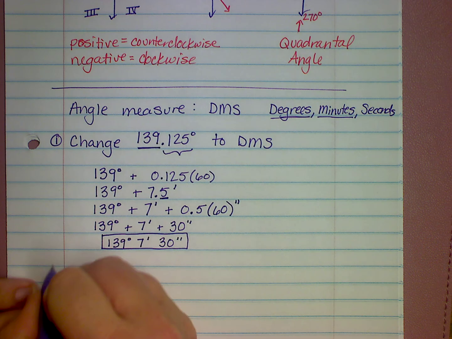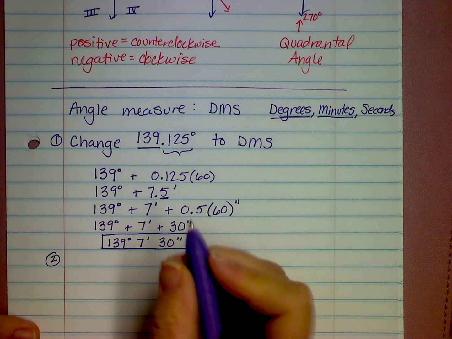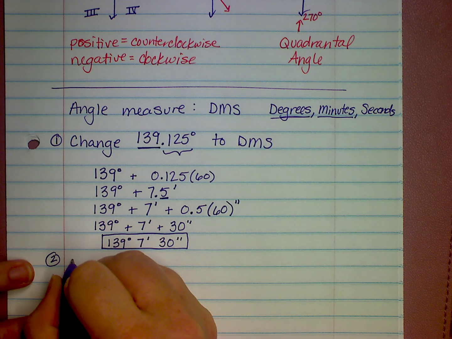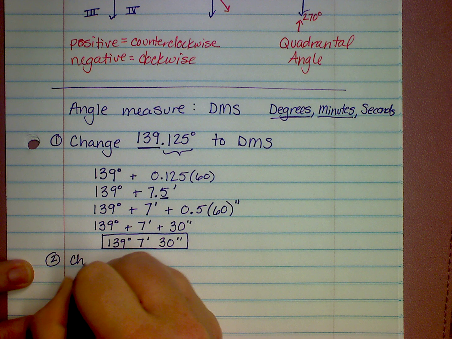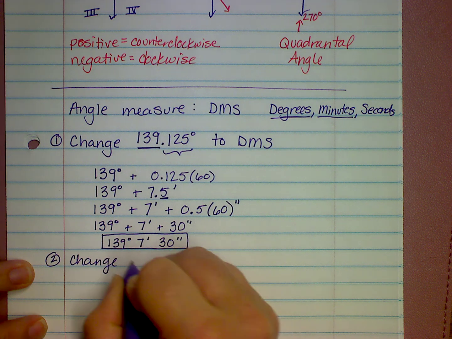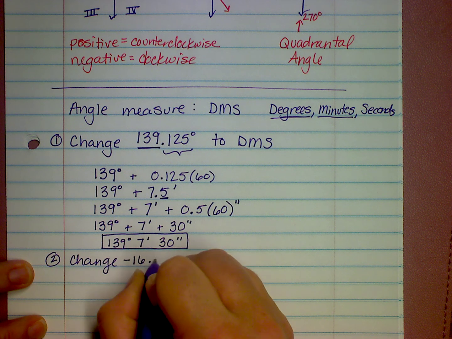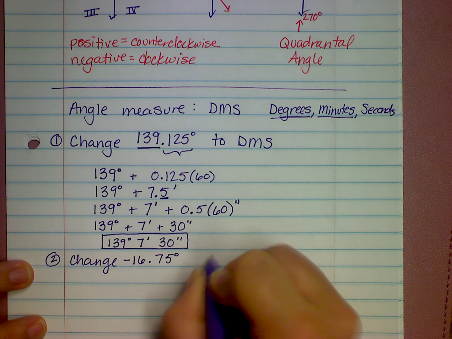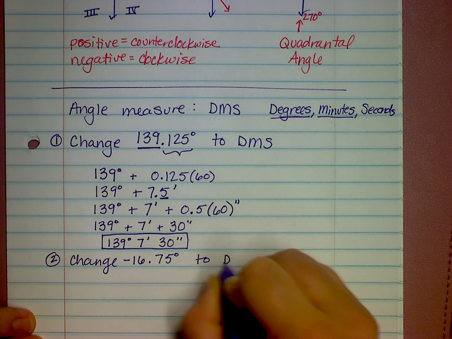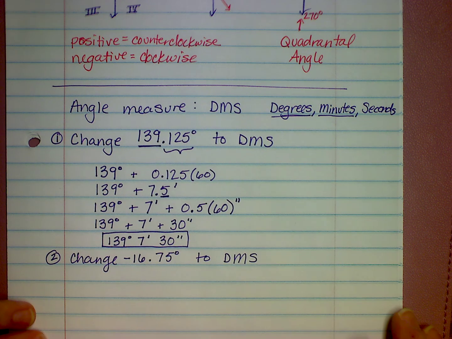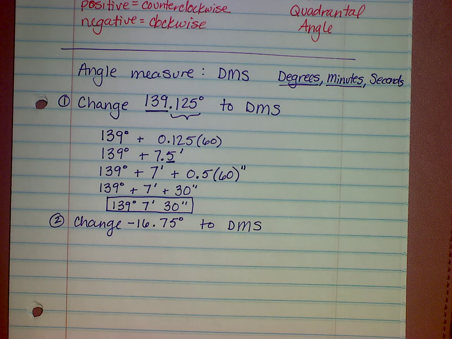Okay? You try this one. I'm going to give you an angle. Change negative 16.75 degrees to DMS. So see what you can do with that guy. Doesn't matter that the first part is negative, it just means that your answer is negative.